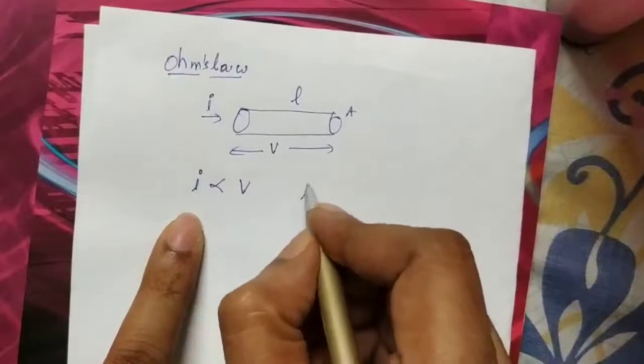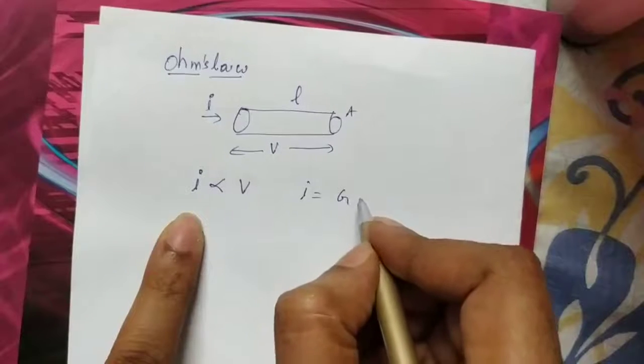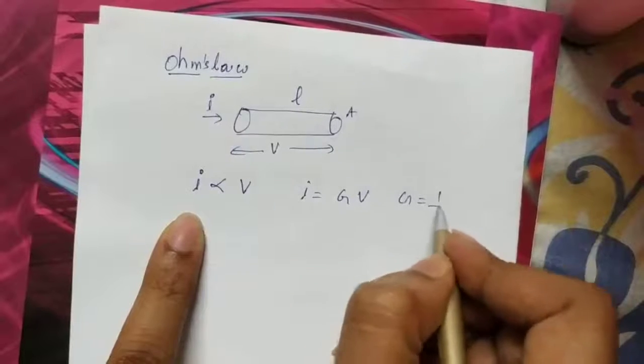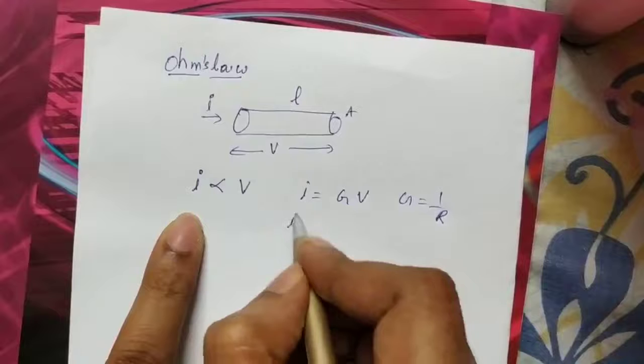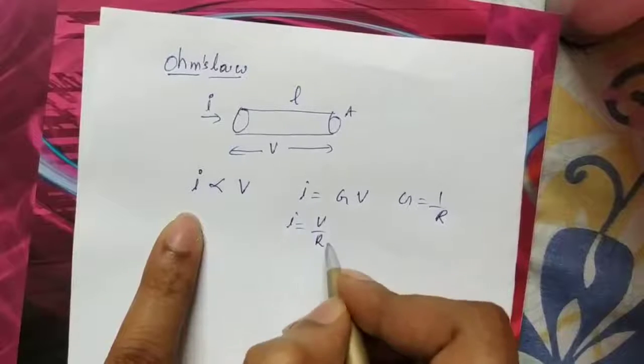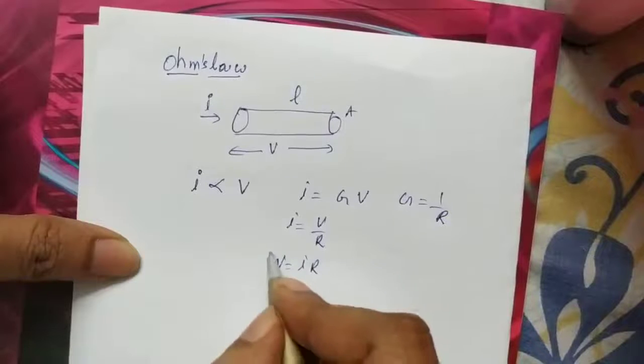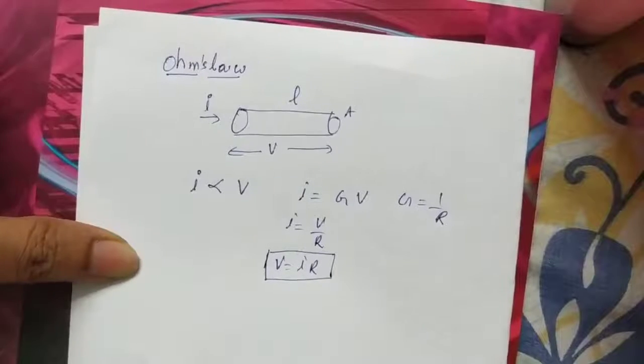To remove this proportionality, there is a constant G, conductance, and G is the reciprocal of resistance. That's why you can write I is equal to V by R. In place of G, you can write 1 by R. So V is equal to IR. This is Ohm's formula.